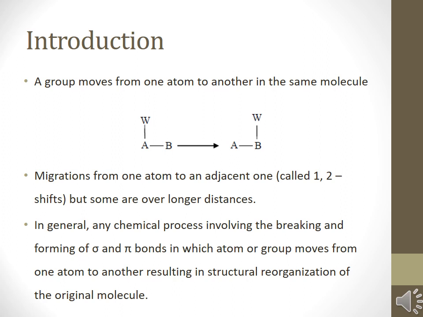In general, we can define a rearrangement reaction as any chemical process involving the breaking and forming of sigma and pi bonds in which an atom or group moves from one atom to another, resulting in structural reorganization of the original molecule.